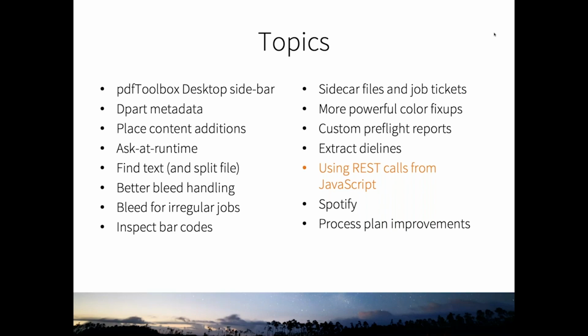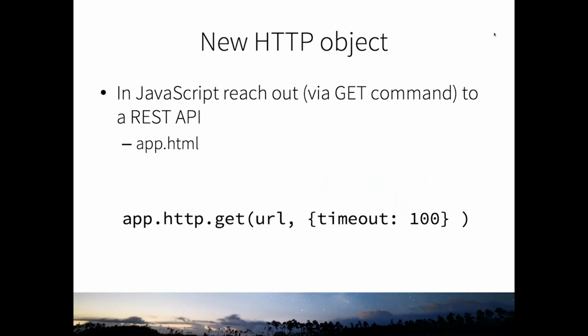But a recurring question was, well, I have data in a database, for example, or on a website that I want to query. And what we've done in pdfToolbox 11 is there is, in the JavaScript implementation, a new HTTP object that can make an HTTP-based call, a GET command call to be specific. So you can do something like app.http.get and then specify the URL, potentially a timeout if you want. And there is a way to specify additional parameters there as well. All of that is contained in the documentation.